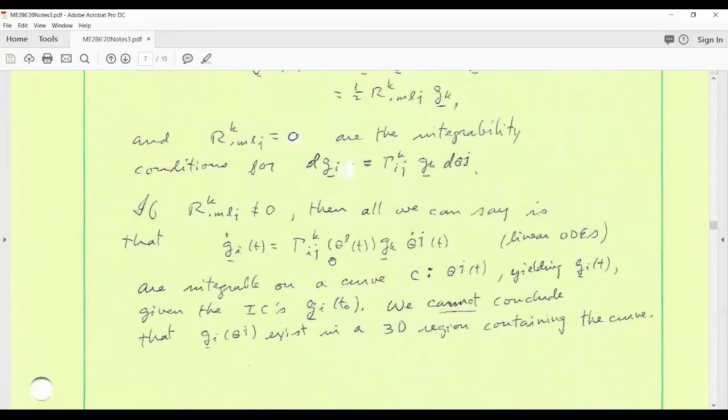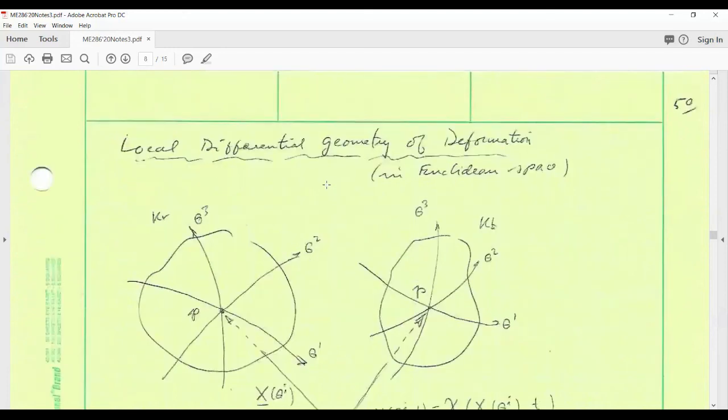Okay. If the Riemann tensor is not 0, all that we can do is say that these equations can be integrated on a curve, rewriting this in this form using the derivative with respect to the parameter. We can integrate these along a curve to get g_i's at different points on the curve, given some initial conditions on the curve. But unless the Riemann tensor vanishes, we cannot use this to produce vectors defined in the surrounding space, g_i. Okay.